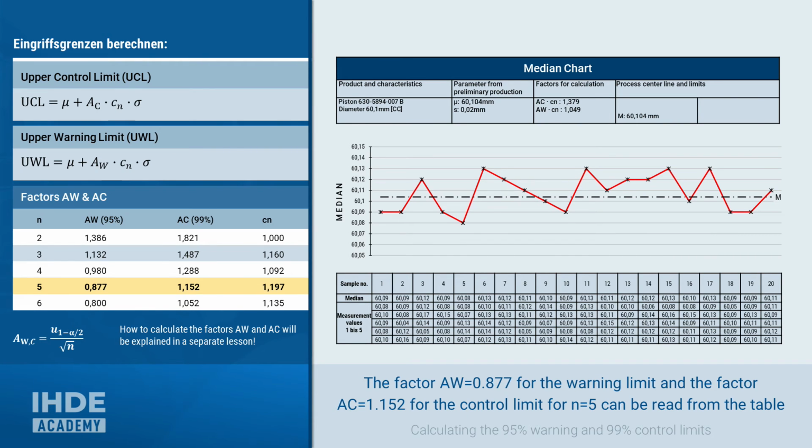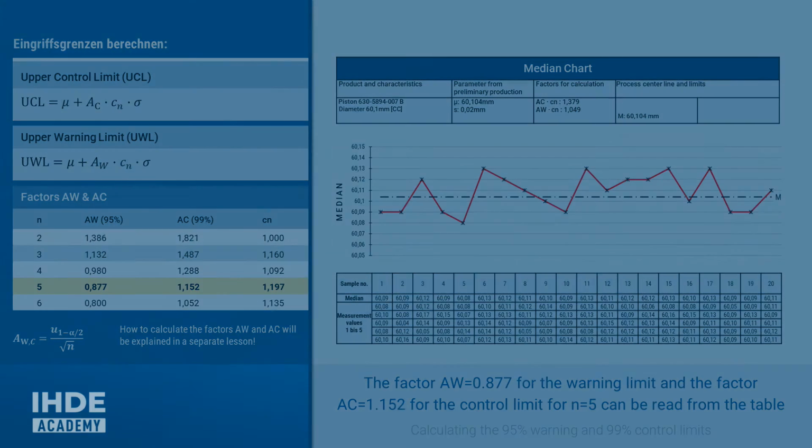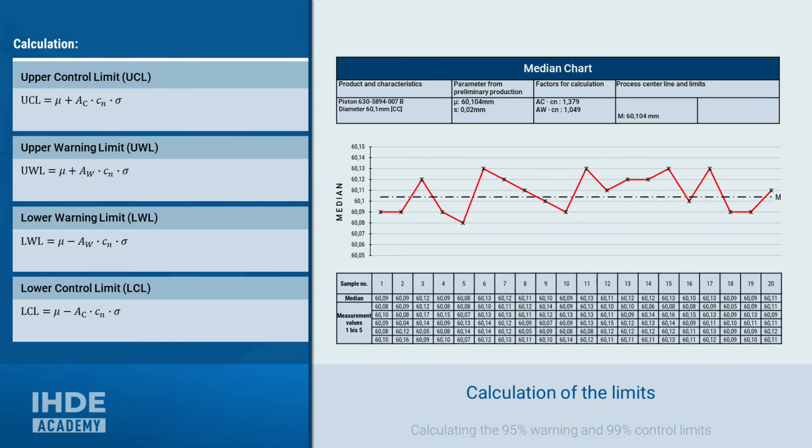For a sample size of 5, we take from the table the value 0.877 for AW and 1.152 for AC. For CN, the value is 1.197. The values for AC times CN and AW times CN were also entered in the header of the control chart. For the further calculation, the table on the left has been expanded to include the formulas for the lower warning and control limits.